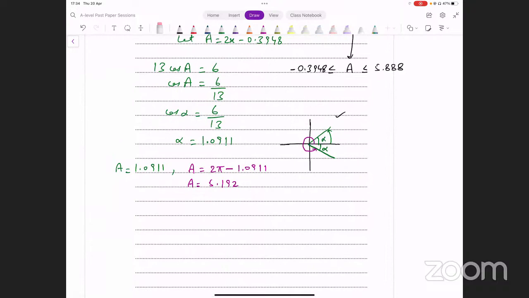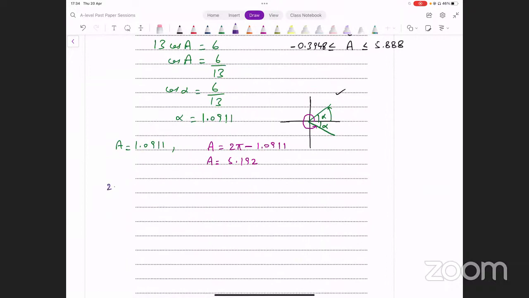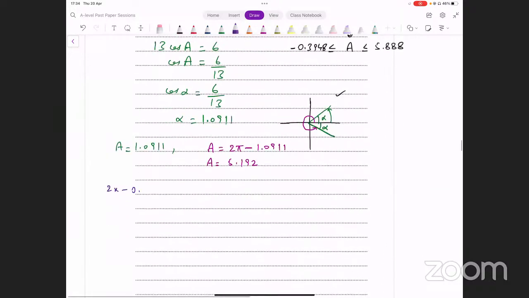A equals 1.0911 and A equals 5.192. What do we do at this point? वो जो ऊपर हमने substitution की थी वो वापस input कर दें and see what that gives us. 2x minus 0.3948. This is what A was. तो A की जगह पे अब वो डाल दें वापस. This should equal 1.0911. यहाँ से आपके पास x की एक वैल्यू आएगी. How would you calculate that? 1.0911 plus 0.3948. Divide that by 2 and that gives you 0.7429. So that's 0.743. This is one value of x that we're getting from this.